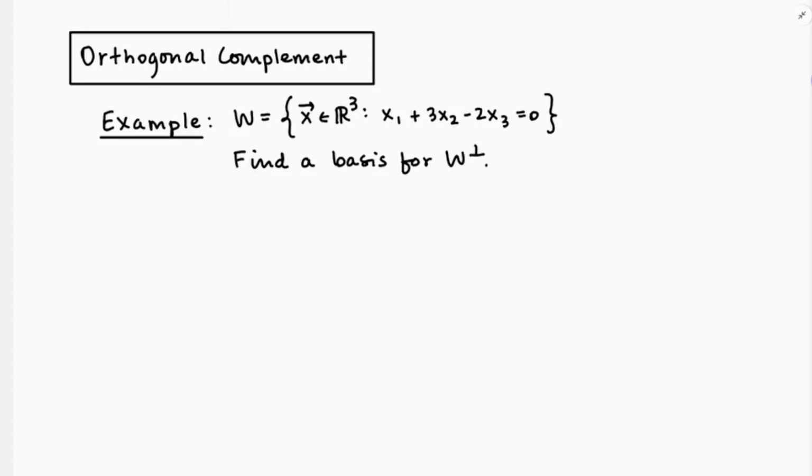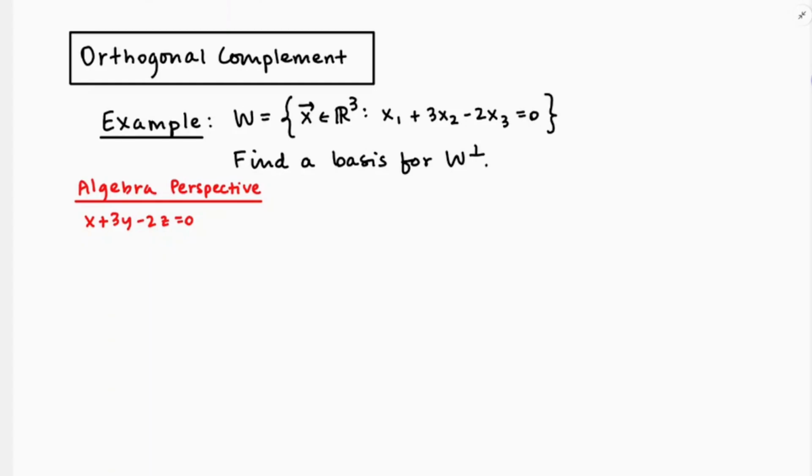So the first perspective I see is thinking about it just algebraically, the algebra perspective. You've got a linear equation in x, y, and z. That's going to be a plane in R3. So we've got the plane equation x plus 3y minus 2z equals 0.